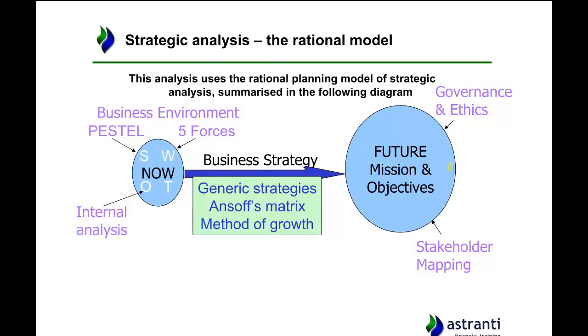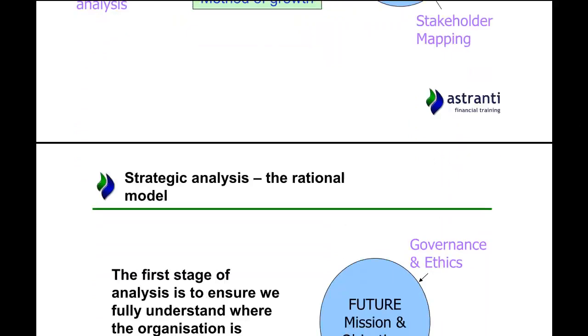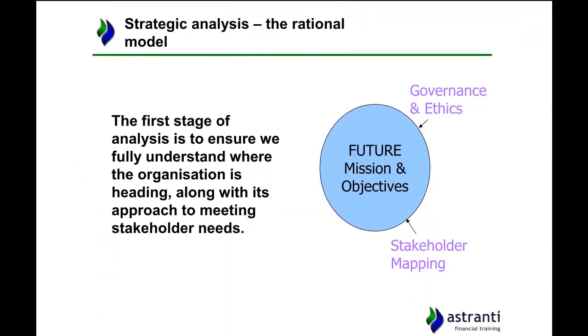So we're going to look at where the company currently is using various models such as Pestel analysis, Five Forces analysis and SWOT analysis, where they want to be in the future, where they want to ultimately get, and finally strategies of how they're going to get from where they are now to where they want to be. So we'll kick off by looking at where they want to be, where they are heading, how they're going to meet their stakeholder needs in the future. And we're going to look at governance, ethics, and stakeholder mapping in this particular section.